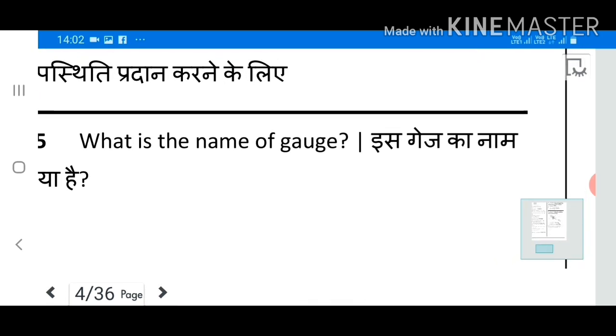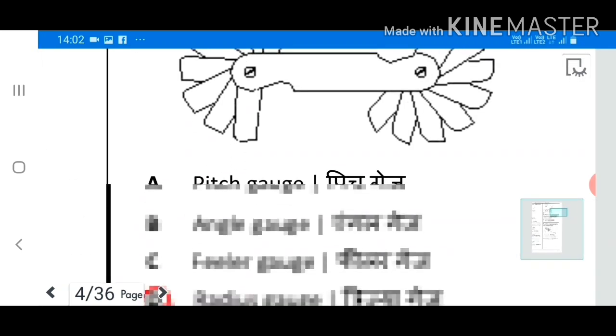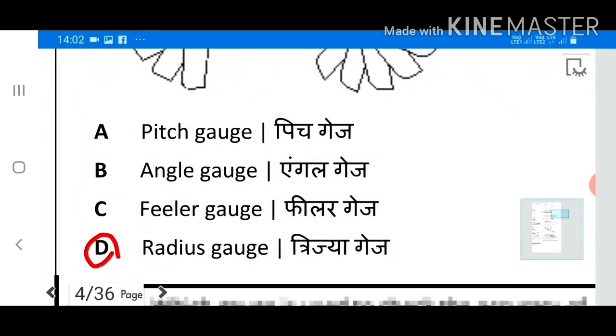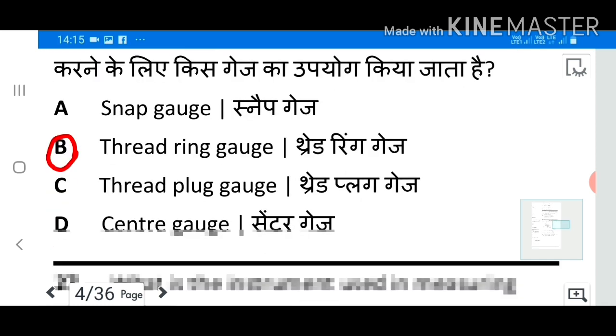25. What is the name of gauge? Answer D. Radius gauge. 26. Which gauge is used to check the accuracy of an external thread? Answer B. Thread ring gauge.